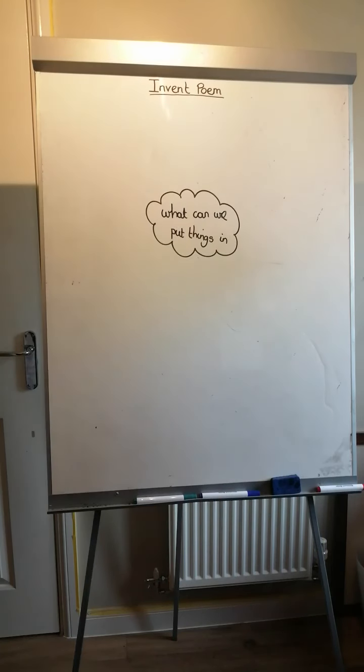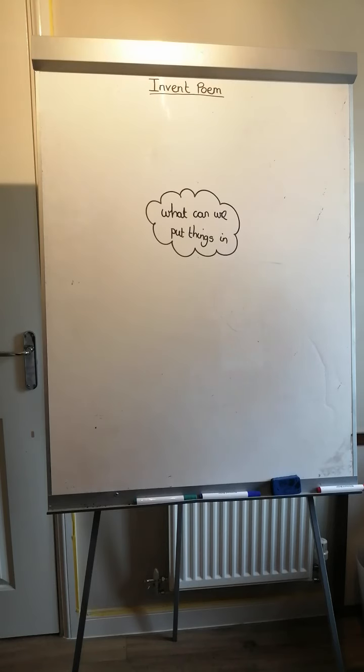Okay, Chesil class. So, this week we've been looking at the poem of What's in the Bag. This week, you looked at rhyming words. Yesterday, or two days ago, you came up with words that rhymed with the four things from the poem. And I'm going to write them in with a red pen.